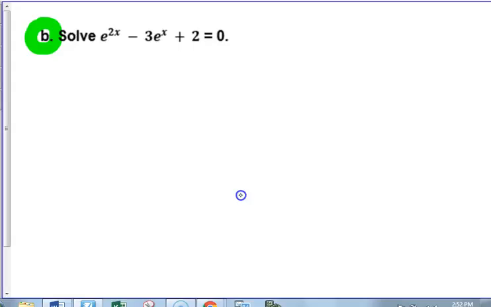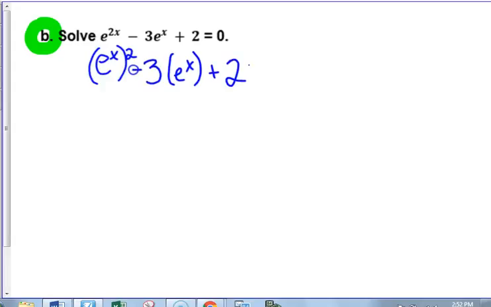Okay. This is where it gets real nasty real fast. I'm kind of confused why this one is at the top of the worksheet, honestly. But this is a factoring problem. We're going to think about this as e to the x squared. Does that seem okay? That would be a 2x. And we're going to write minus 3 e to the x plus 2.